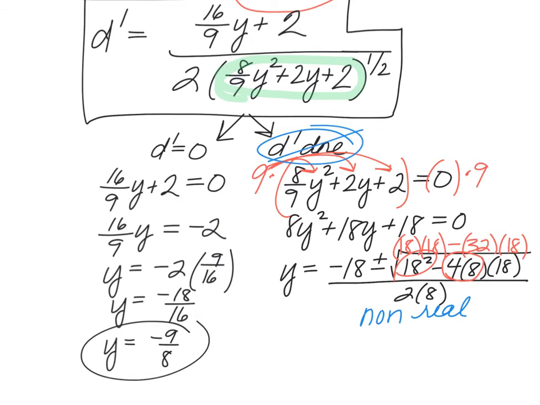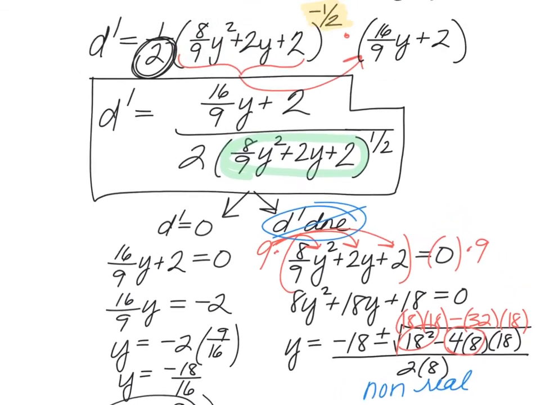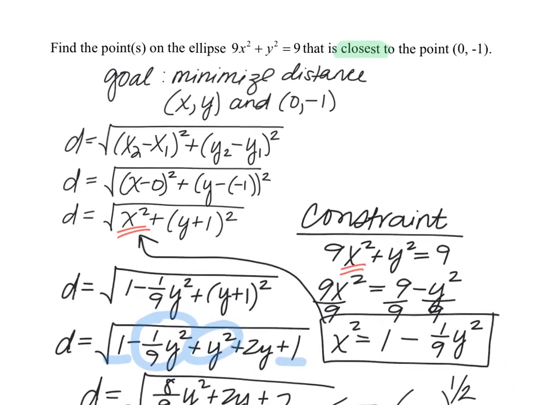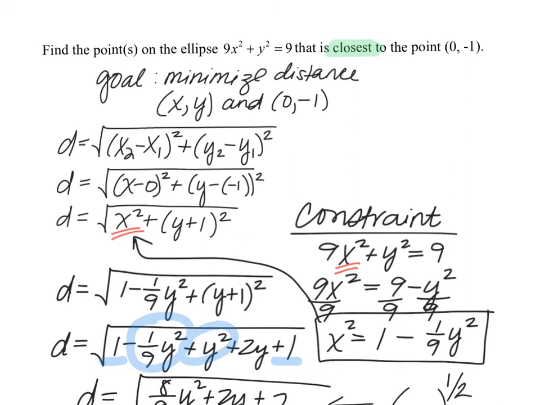But don't get too excited, because I'm always going to tell you to go back to the original problem and let's be sure that we answer the question. So in this case, it doesn't just ask you to find the y value, but it says to find the point or points on the ellipse. And that means we need not just the y value, but also the corresponding x value. So we need to take our y value that we found.